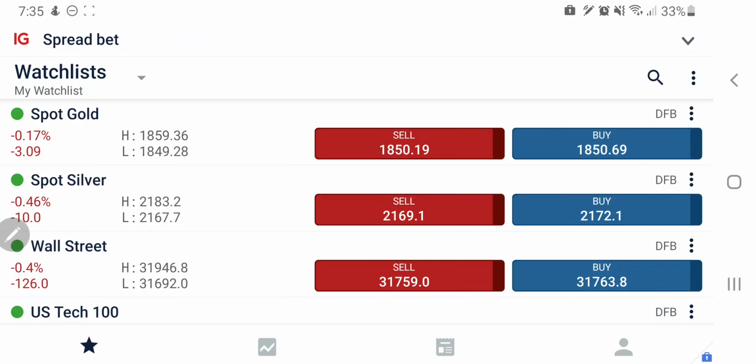As expected yesterday, gold and silver both achieved the highs at around 1865 and 2220 levels and reversed back since then. Now, what is going to happen today? Which levels we should take? I am going to tell you with the help of candlestick charts and indicators.